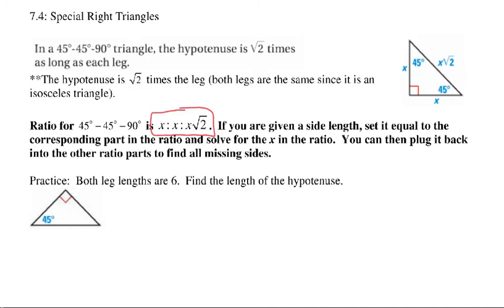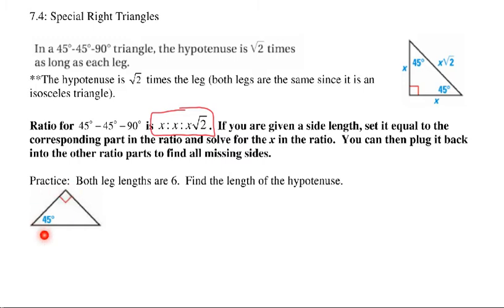So if you're given one of the side lengths, this is the big thing you want to remember: you want to set it equal to the corresponding part in the ratio and then solve for that x in this ratio. Once you solve for the x in the ratio, then you can plug it back in and that'll give you all three of the sides.